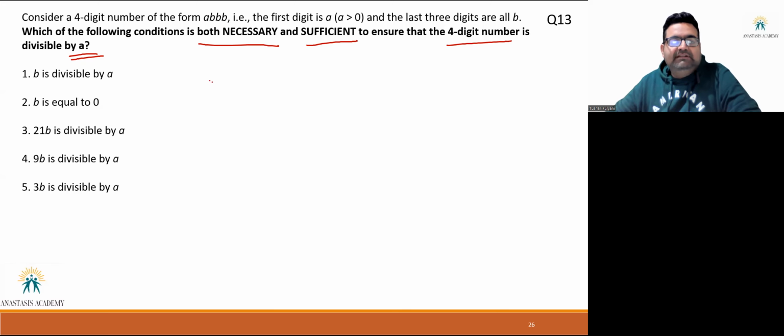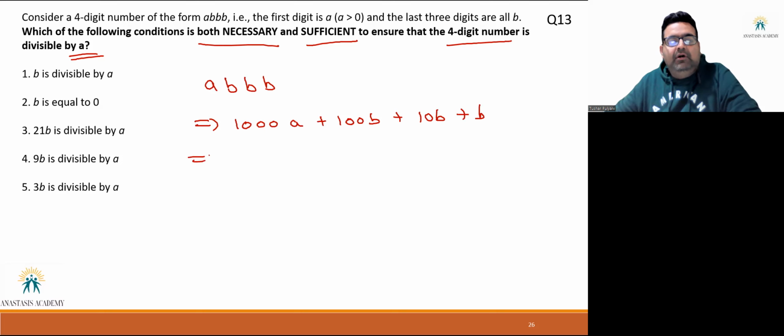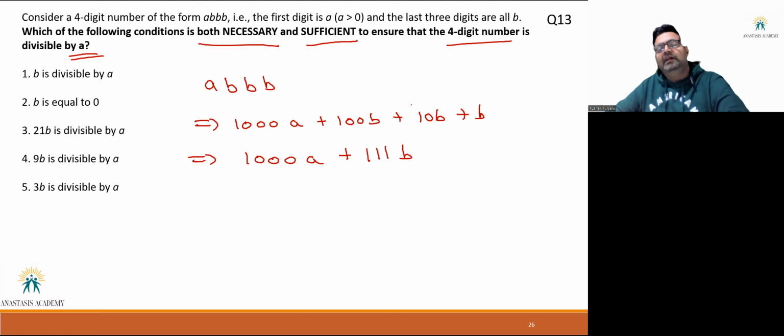So let us write this number. It says A, B, B, B, B. We know that we can write it as 1000 into A plus 100 into B plus 10 into B plus B. If I take B common, this will become 1000 A plus 111 B. This is how we write the number, right?